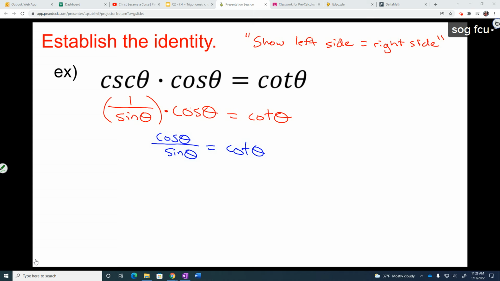All right, now what is cosine over sine? Yeah, it's cotangent. That's what we're trying to prove, right? This is cotangent. So cotangent theta equals. That's it. We proved it. We proved the left side equals the right side.